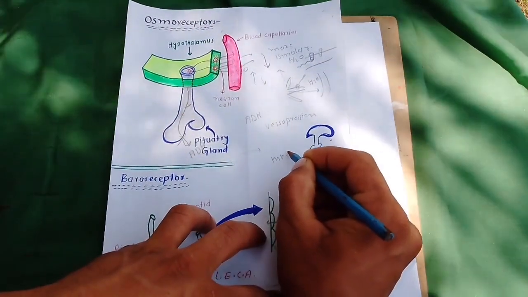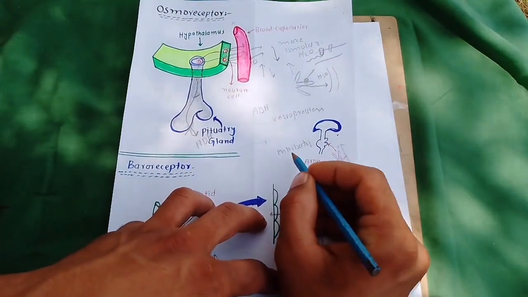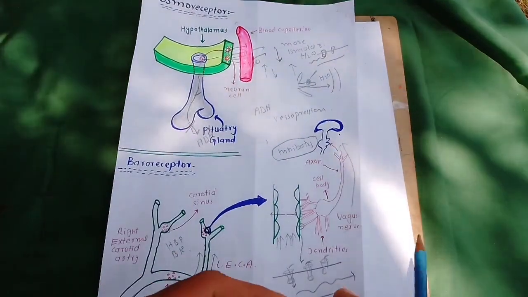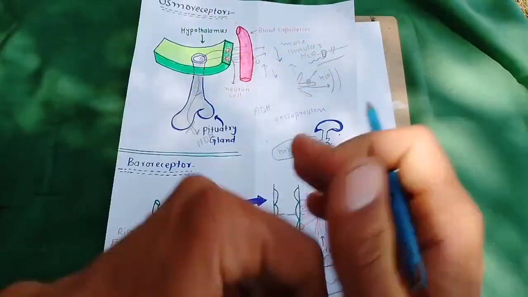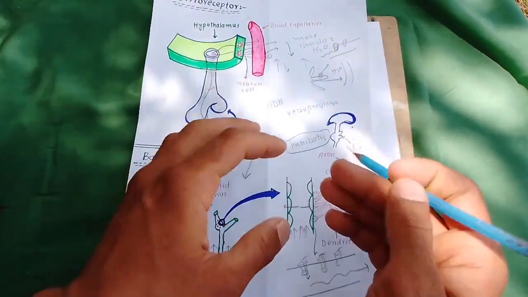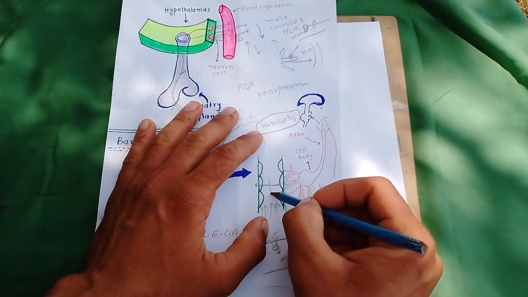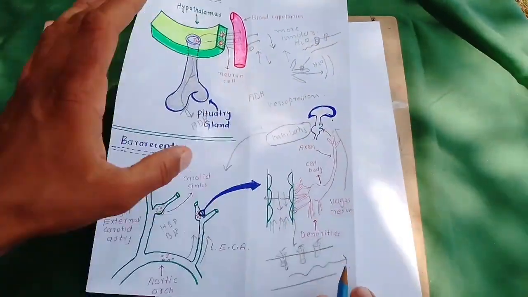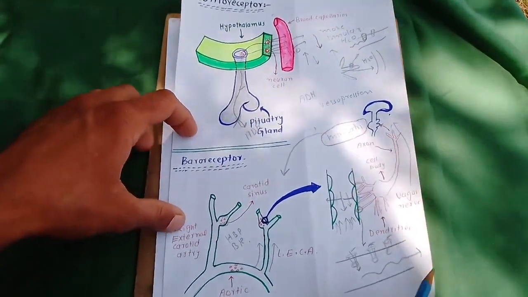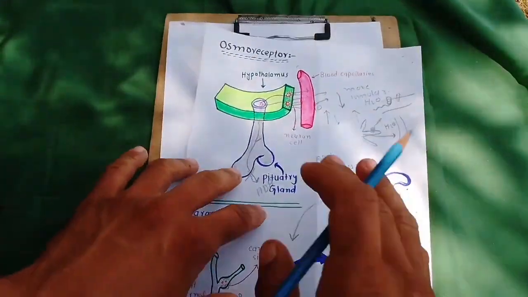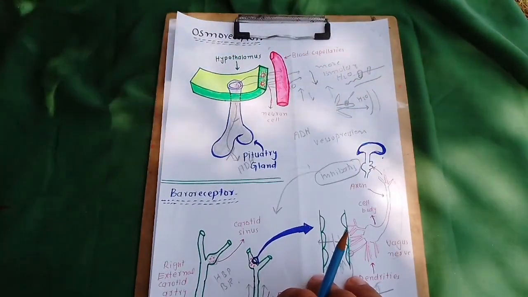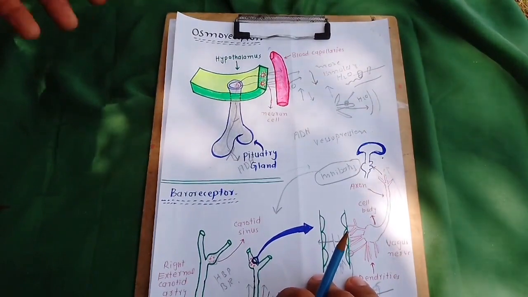When this message goes to the inhibitory center, the inhibitory center is stimulated. The function of the inhibitory center is to inhibit, to slow down the heart rate. So the message goes to the heart and slows down the heart rate, and the blood pressure comes back to normal. Okay, so this is all about the baroreceptor. So these are all the different types of receptor.